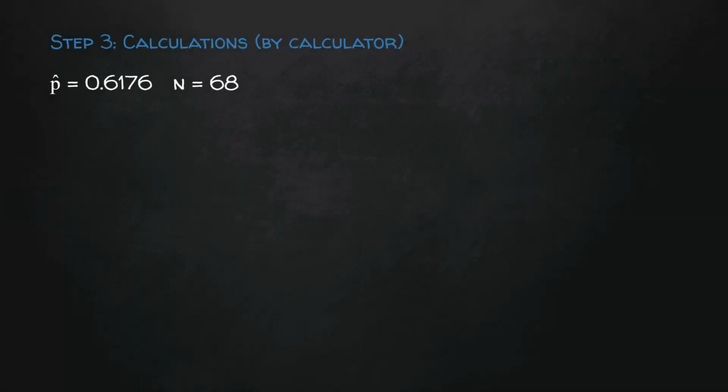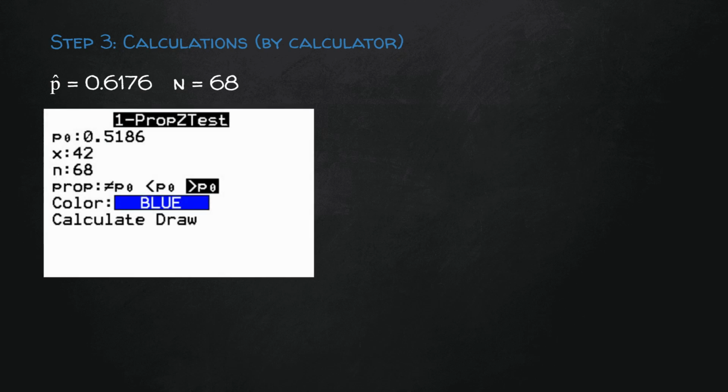Now, if we wanted to use a calculator, we could use the 1prop_z_test function under stat tests. We would put in the p naught, which is the proportion from our null hypothesis, 0.5186. We would then put in our sample data, 42 successes who passed the exam, over a sample size of 68. We would then select the alternative as p is greater than the given value. Remember, our alternative hypothesis was that p is greater than 0.5186.